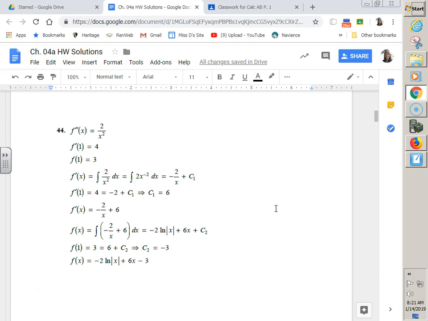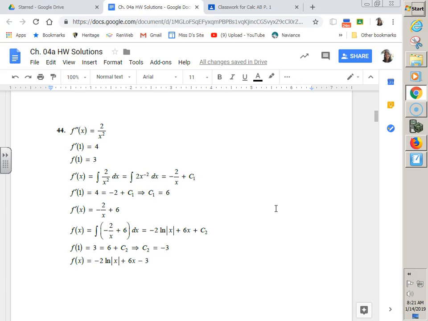They went ahead and paused right here and said, aha, I can find c. When x is 1, the derivative is 4. So they plugged in when x is 1, so negative 2, the derivative is 4, so they plugged in 4, solve, solve, solve, c was 6. Then when they had f prime, they said, yay, let's go again.